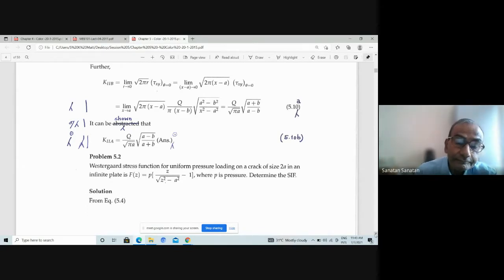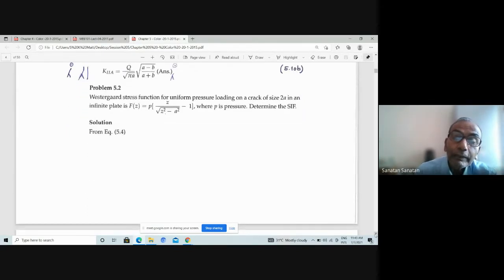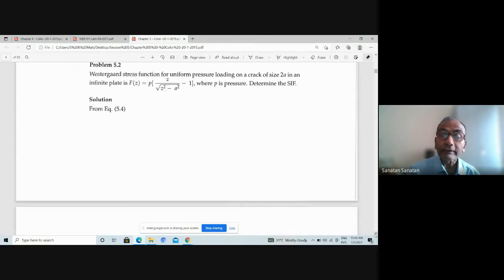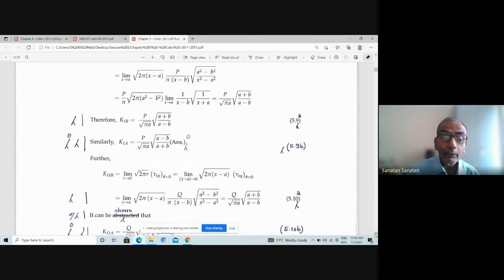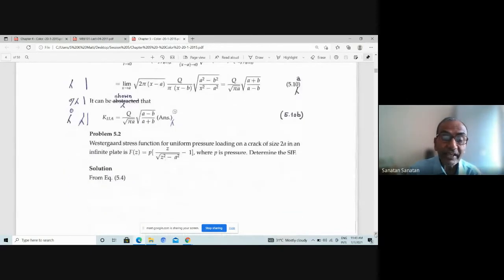So this is it. Now we'll take up some examples where the solutions are to be obtained using the stress function, the Westergaard stress function. Westergaard stress functions are defined with the crack center as the origin, and in this case, Z is the Westergaard stress function for a crack with pressure loading on the crack faces. So what we are saying is that we have the crack where there is uniform pressure inside.